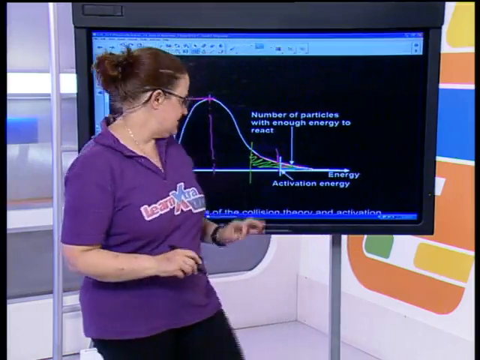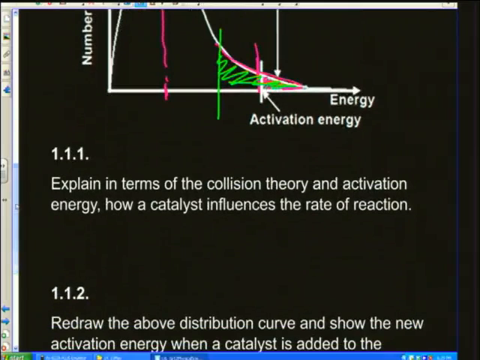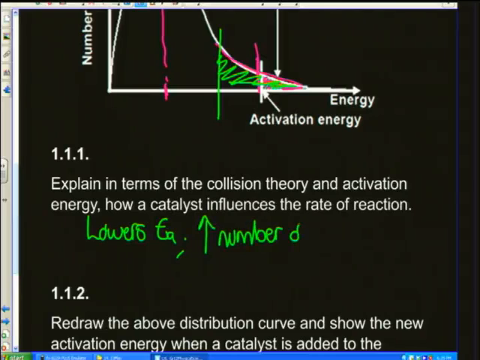Okay, so what does a catalyst do? It lowers, okay, I'm going to do this in point form for you. So it lowers the activation energy, which we will write as EA, okay, which means we increase the number of particles with sufficient energy, okay.